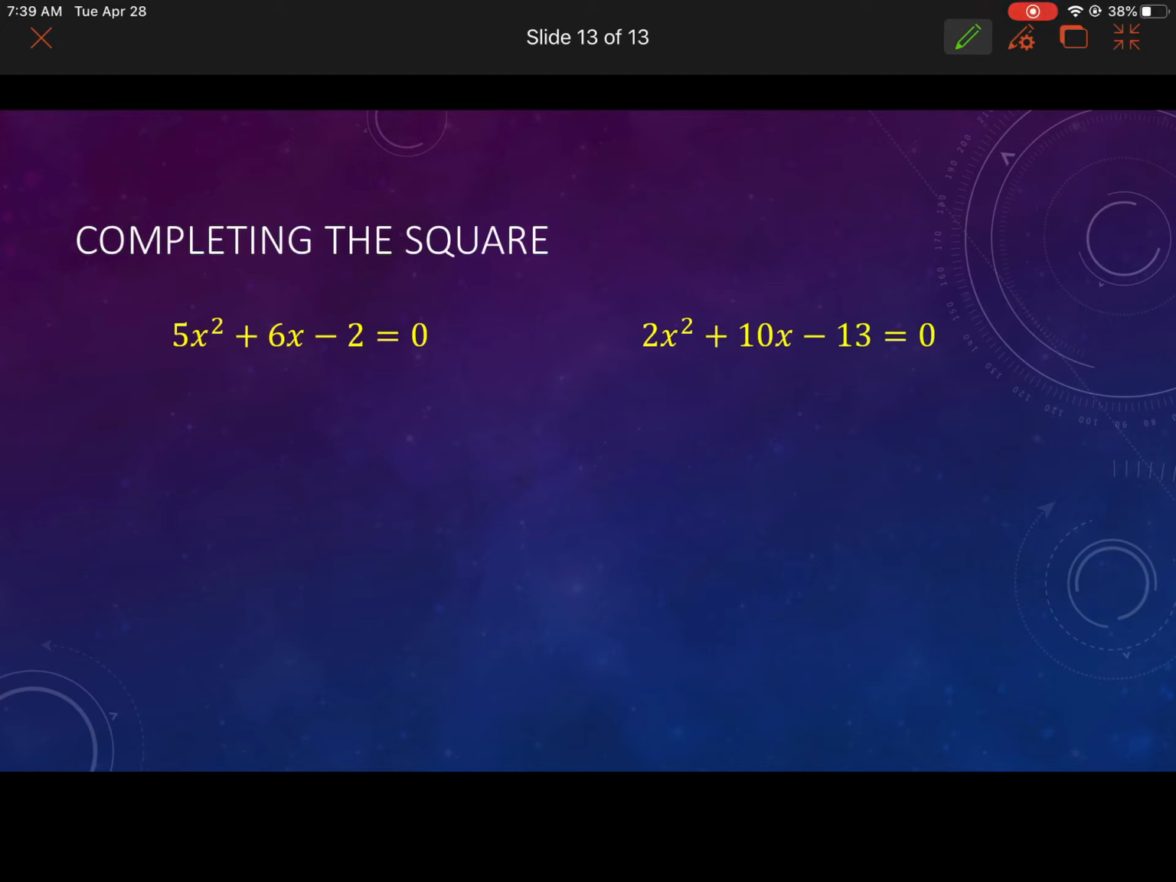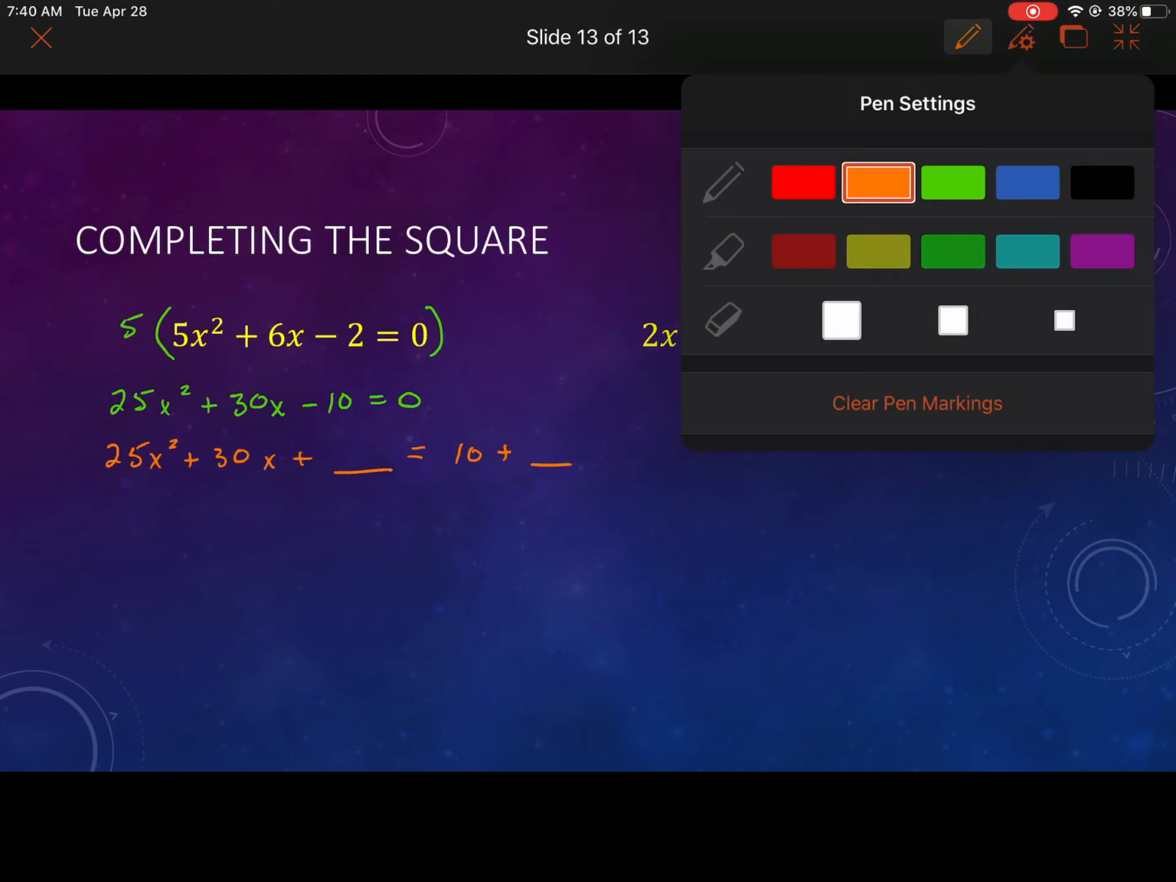Okay, so the one on the left has a lead coefficient of 5. So to make that a perfect square, I'm just going to multiply everything by 5. So that's going to give me 25x squared plus 30x minus 10 equals 0. All right, so then we have to move that negative 10 to the right. So 25x squared plus 30x plus something equals 10 plus that same something.